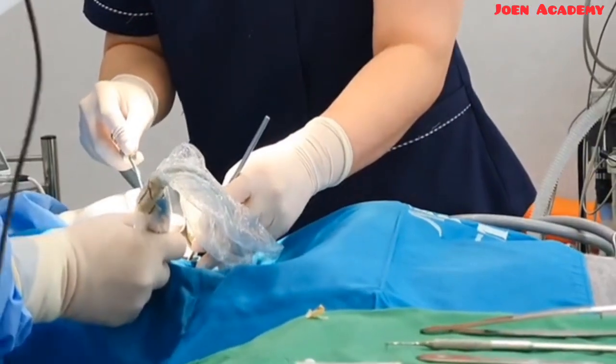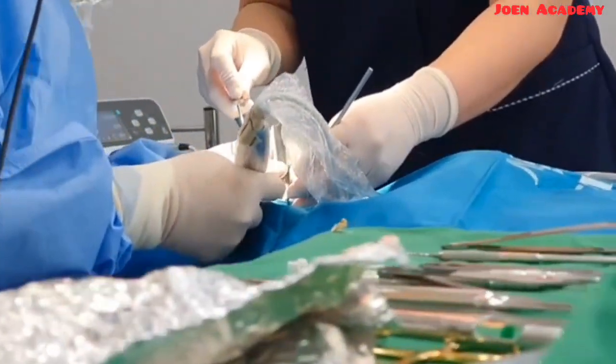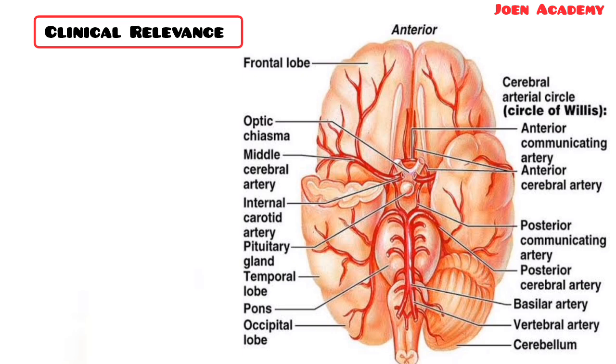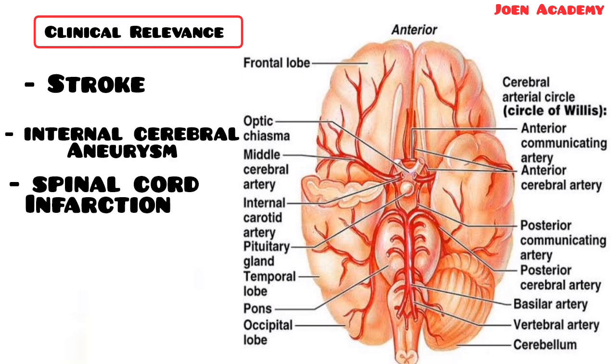Let's discuss the clinical relevance of the blood supply to the central nervous system. There are three cases we will be looking at. The first one is stroke. The next is the internal cerebral aneurysms. And finally, the spinal cord infarction.